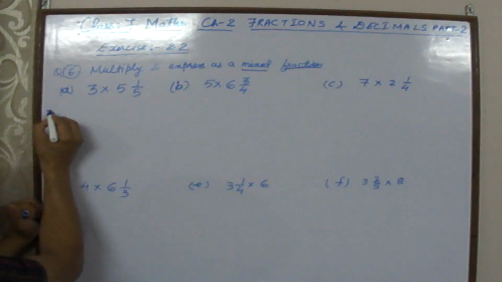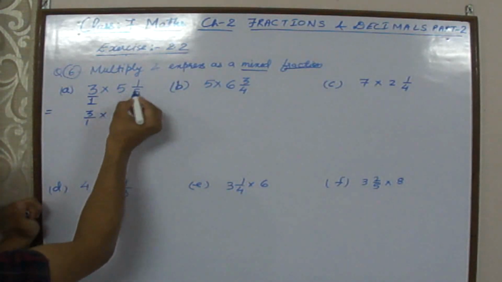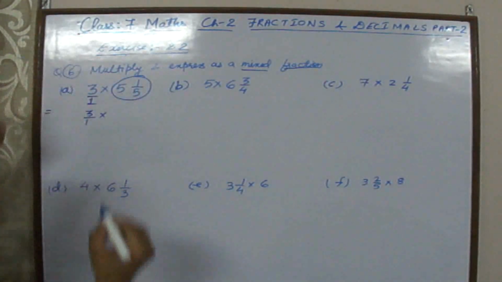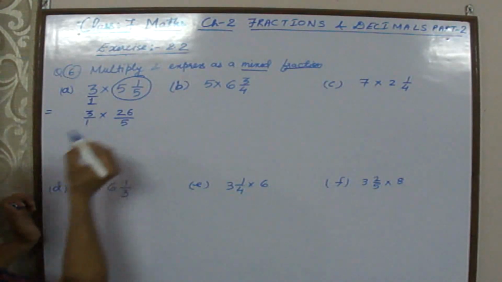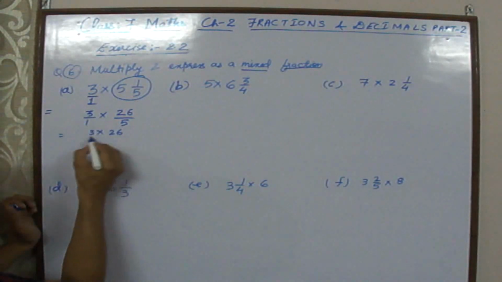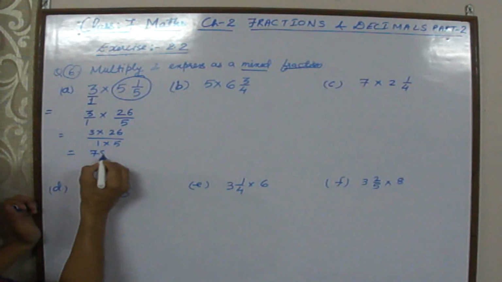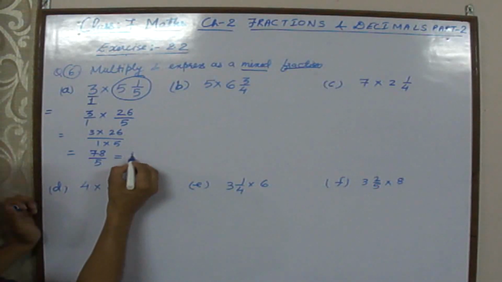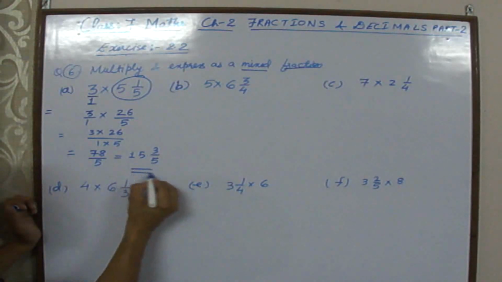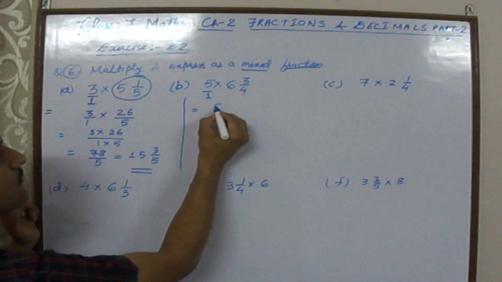So again put 1 as denominator, 3 by 1, multiply, convert this into improper fraction. 5 fives are 25 plus 1, 26 by 5. Now as usual, multiply numerator with numerator and denominator with denominator, because here we can't simplify it. 26 threes are 78 by 5. Now convert into mixed: 15, 3 by 5.